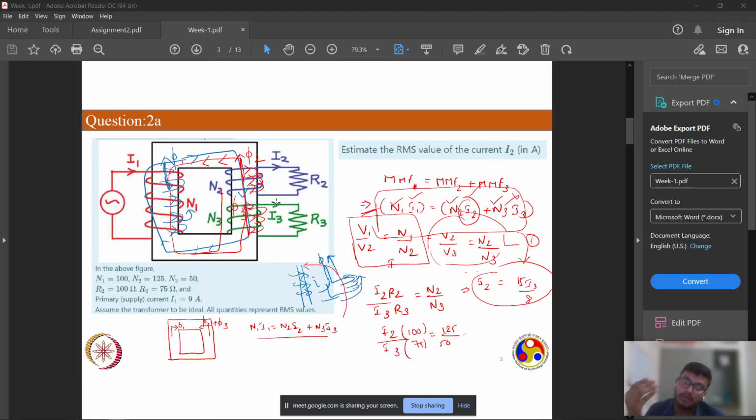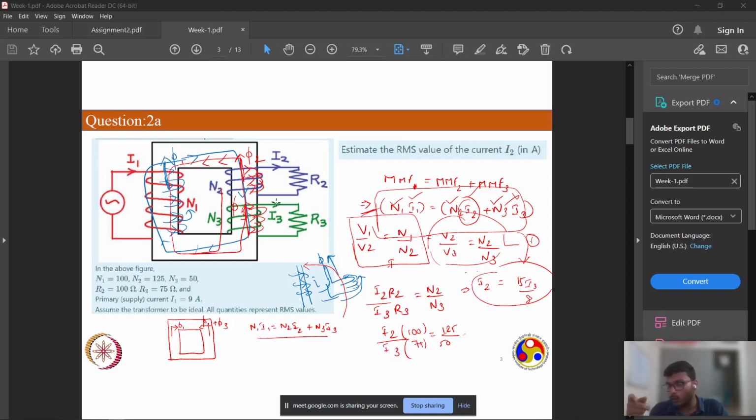Now to get a relation between I2 and I3, we went to the MMF balance equation, where we have two unknowns, I2 and I3. In order to get a relation between them, we took the voltage relations. Voltage will be induced based on the turns ratio, but here the currents are dependent on the load. That's why we didn't go to the turns relation. From whatever voltages V2 and V3, V2 is nothing but I2 R2, and V3 is nothing but I3 R3. That's how we got it. Here I2 is decided by the load.